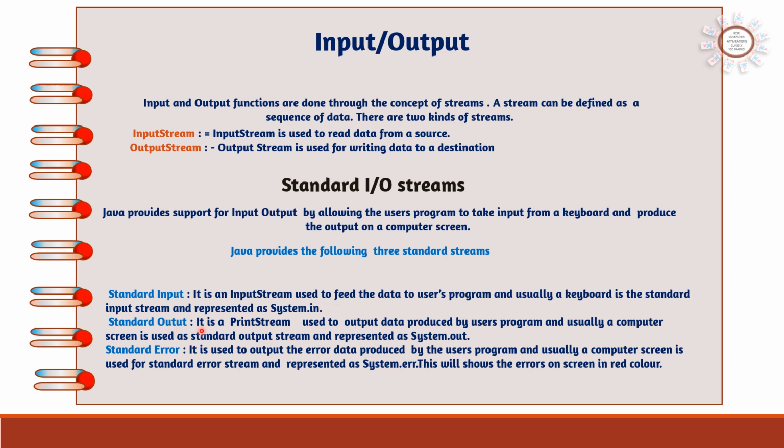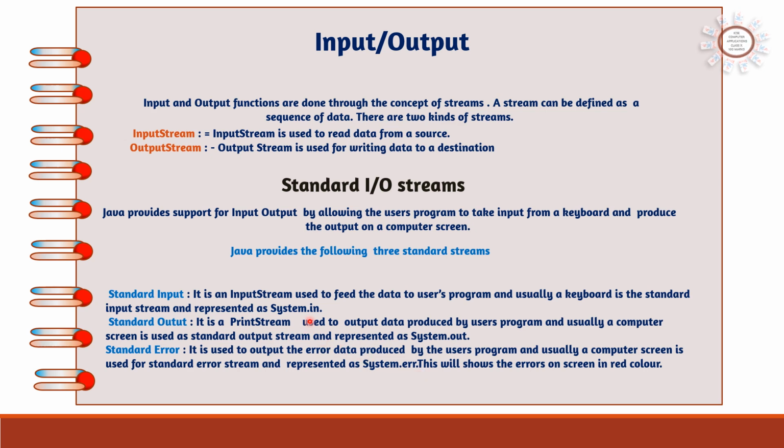And standard output is the print stream used to output data produced by the user's program, and after compiling the program, the result will be shown mainly through the monitor. It is referred to as System.out. Mainly for printing we will say System.out. And System.err, mainly showing the error data produced by the user's program while compiling, and it is referred to as System.err.